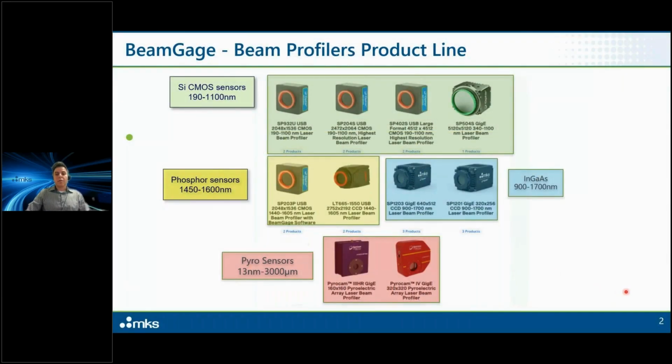So Ophir's current product line includes various beam profilers designated for different wavelengths. The major product line is our silicon CMOS sensors designated for wavelengths from 190 to 1100 nanometers. The next family is phosphor coated sensors designated for the SWIR region and the popular 1550 nanometer eye-safe wavelengths, and also our InGaAs cameras for thermal imaging, which are intended to be used in the NIR and SWIR region, and our pyroelectric sensors that are designated to measure the entire spectrum from deep UV, 13 nanometers, up to millimetric waves. But today's topic is mostly our silicon CMOS sensors.